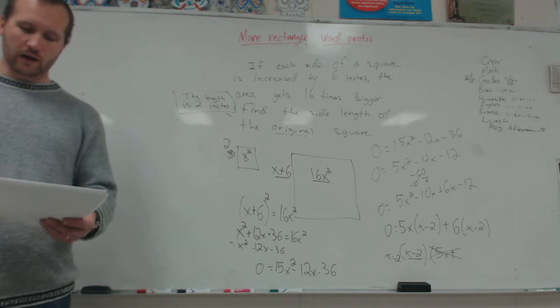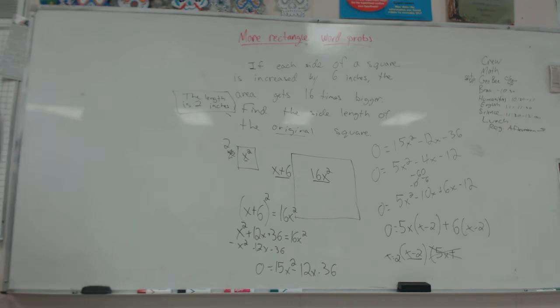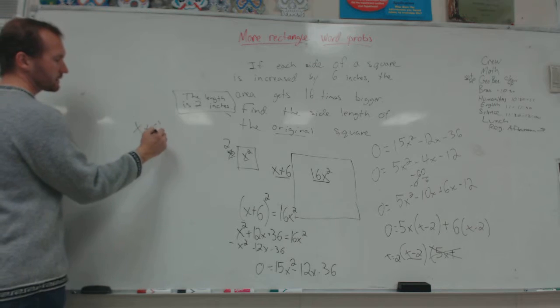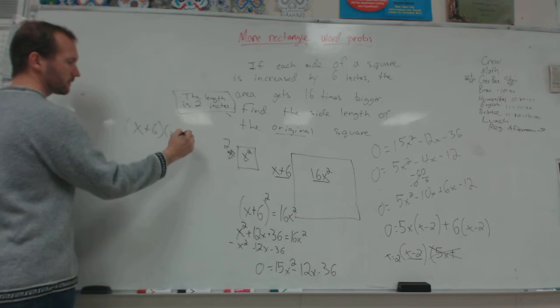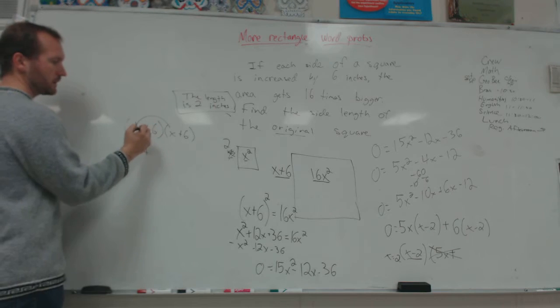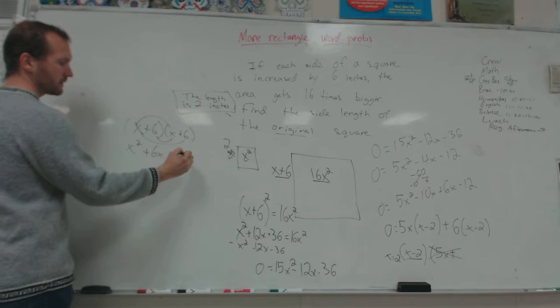I have a question. Yeah. How did you get that 12? How did I get what? That 12. Like x squared plus 12x plus 12. Yeah, that was like tripping. Oh, yeah, so I just did this. x plus 6 times x plus 6. So you've got x squared plus 6x plus 6x plus 36.